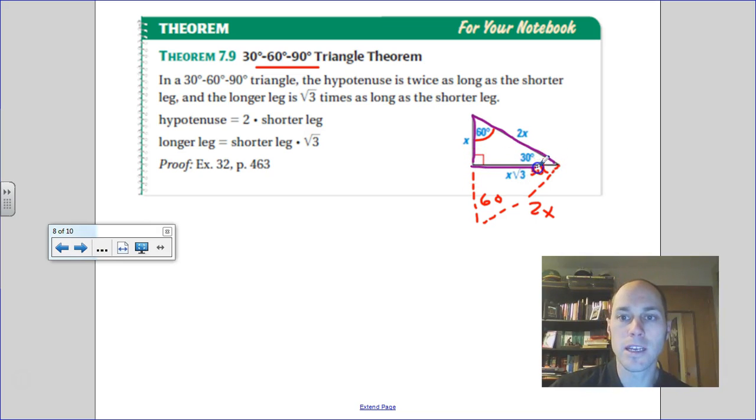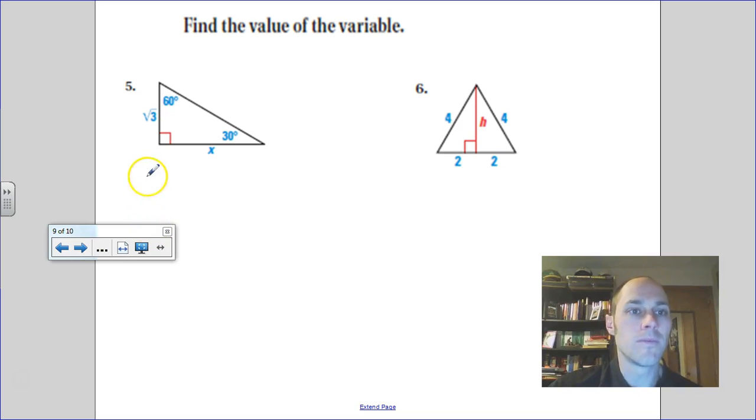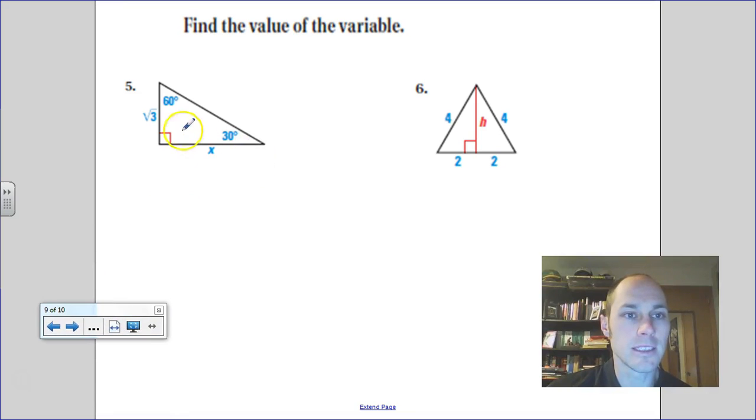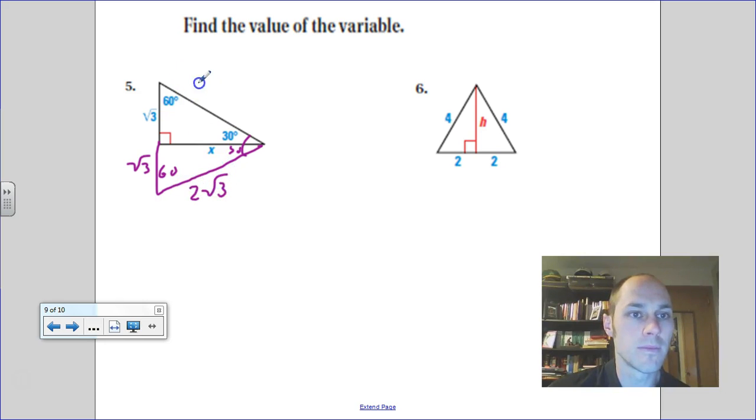We find the pattern works that the longer leg will always be the shorter leg times the square root of 3. So 30, 60, 90, let's figure out the length of x. Let's make ourselves an equilateral triangle. So this is 60 degrees, and this angle is also 60. So all the sides are the same length. If this is square root of 3, this is also square root of 3, which would mean square root of 3 plus square root of 3, this is 2 square roots of 3 for all the side lengths.